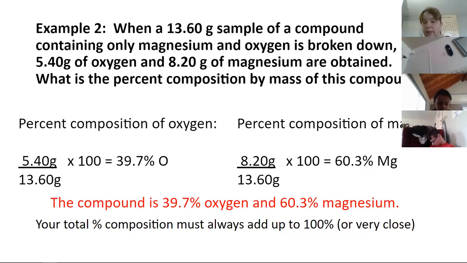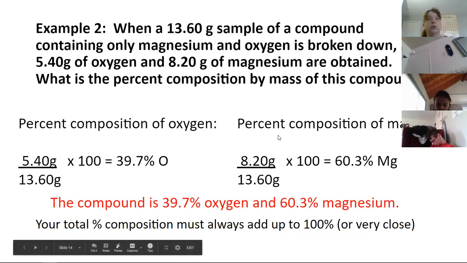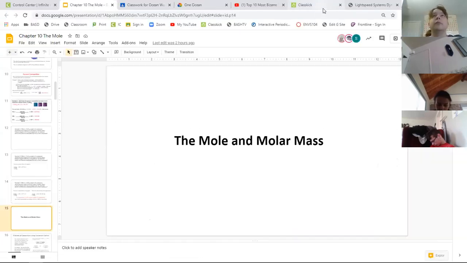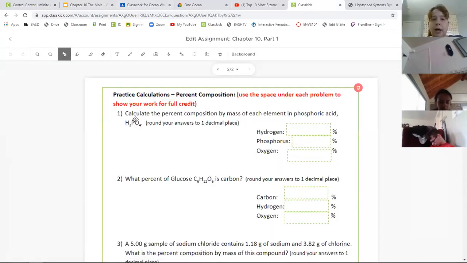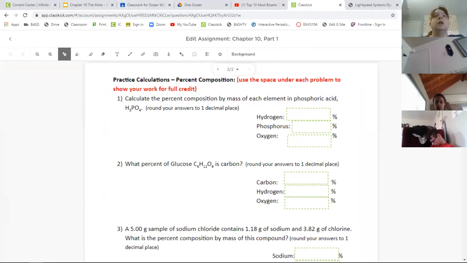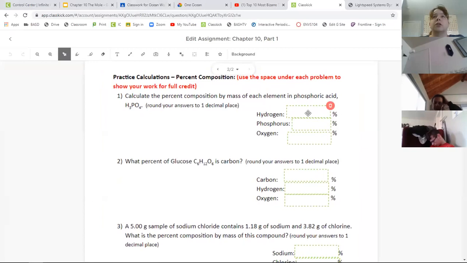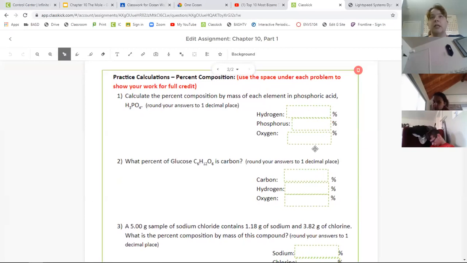Okay, so I want you to practice these. You can use these models in the PowerPoint if you need help. Okay, but in Classkick now, page 2 of that assignment we were working on yesterday, bring it up. Page 2 has our percent composition. Okay, so there are just boxes for you to fill in.